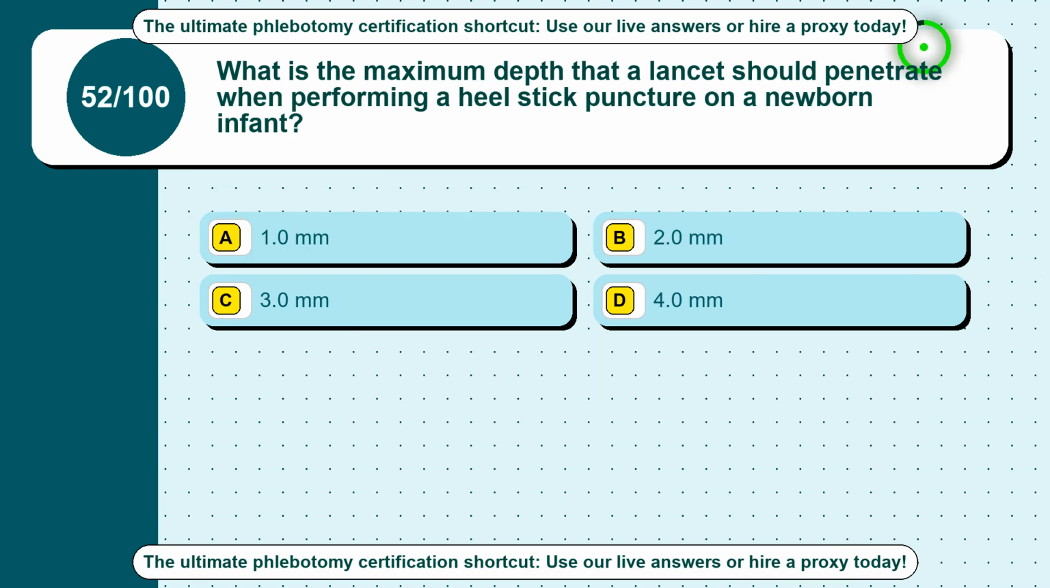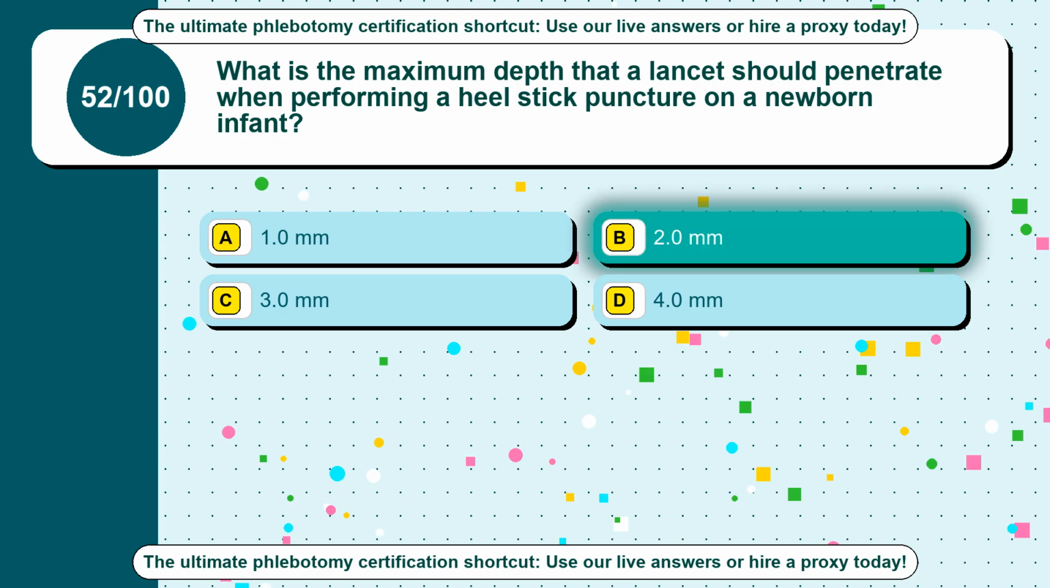Question 52. What is the maximum depth that a lancet should penetrate when performing a heel stick puncture on a newborn infant? Option A, 1.0 mm. Option B, 2.0 mm. Option C, 3.0 mm. Option D, 4.0 mm. The correct answer is option B, 2.0 mm.